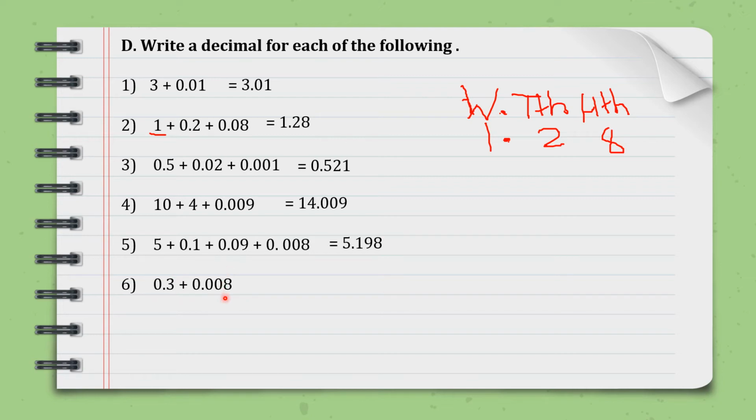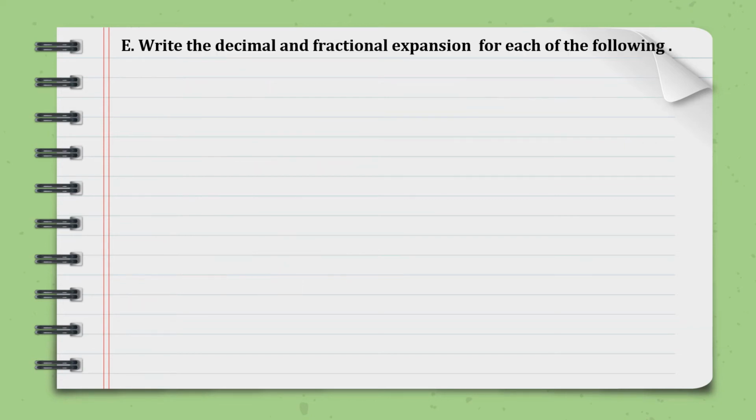So on the 100th place it will be 0, and on the whole part it will also be 0. See here on the 100th place we have written 0. This 3 comes onto the 10th part and this 8 comes onto the 1000th part, and 100th part is 0. Whole part is 0. Next is write the decimal and a fractional expansion for the following.